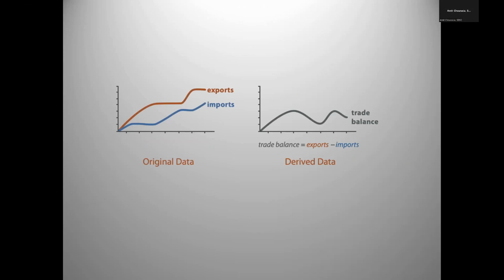And so here is an example of derivation. There are 2 sets of data points, which represent imports and exports over time. But then we can subtract the 2 and figure out the trade balance. So that's derived data. A very simplistic one here, but it can be more complicated.